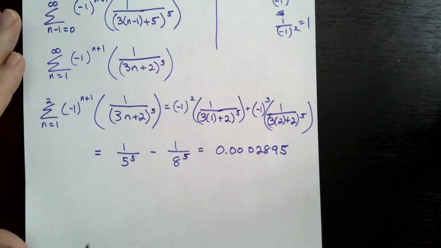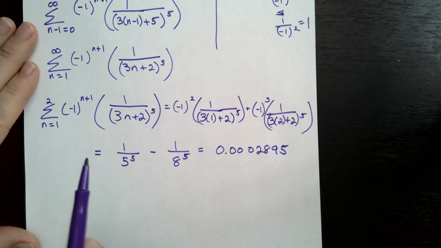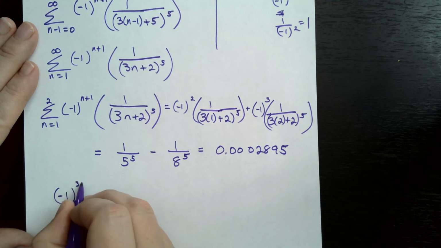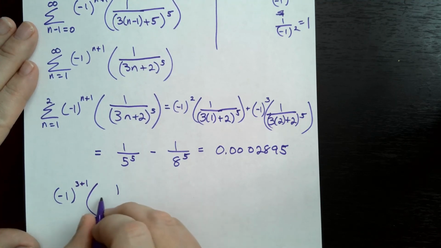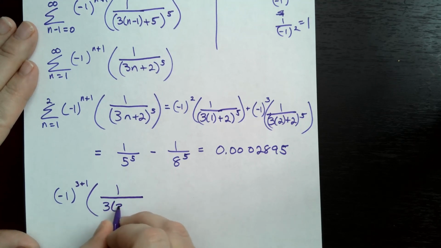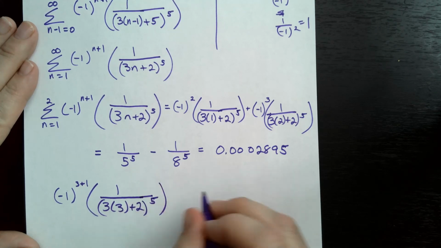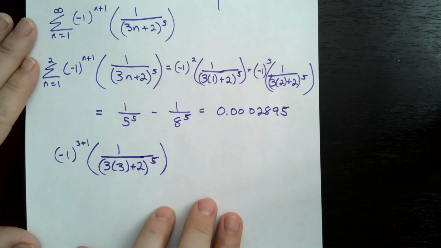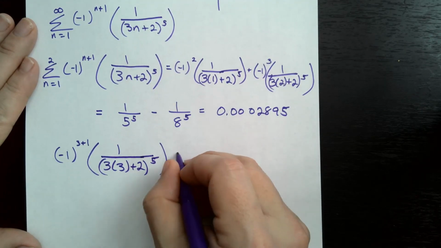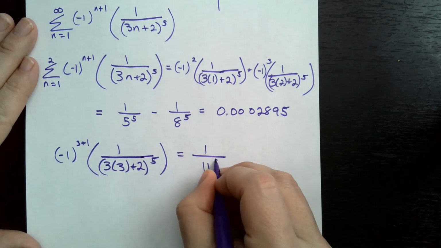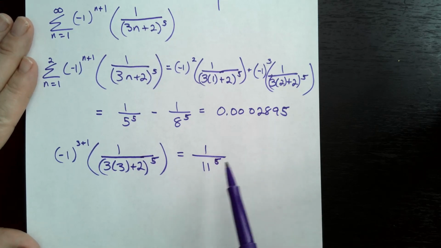It doesn't mean that's the exact amount of error that I have, but it's saying there's no more error than the next term. So the next term is just going to be plugging in a 3, because we already did 1 and 2. So if I plug in a 3, in just the term, not the sum, I get negative 1 to the 3 plus 1 times 1 over 3 times 3 plus 2 to the 5th. This gets raised to the 4th power, so negative 1 to the 4th is just 1. So this becomes 1 over, this is 9 plus 2 is 11, 1 over 11 to the 5th. So our maximum error of this answer is 1 over 11 to the 5th.